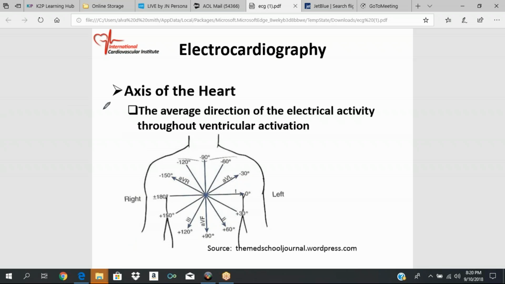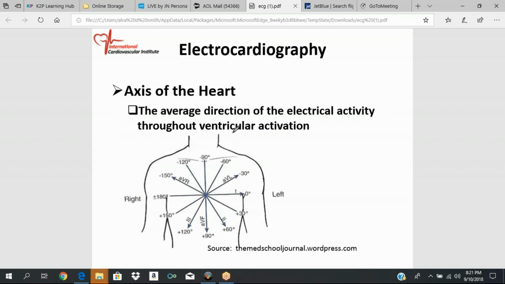So when we talk about the axis of the heart, it is the average direction of the electrical activity through ventricular activation. We say the electrical impulse starts in the SA node, travels through the atrium, slows in the AV node, travels through the bundle of His, and then through the bundle branches, the left first and then the right. So it's very important for us to determine the axis of the heart because, as we pointed out before, if you have certain disease, it can affect the axis of the heart.